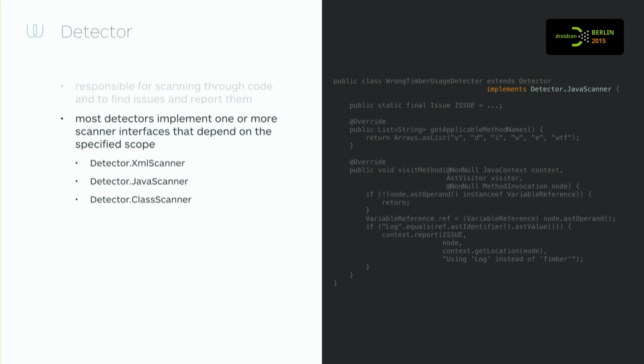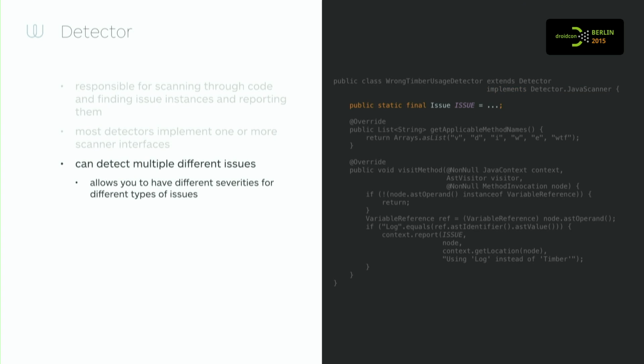This one also implements the Java scanner interface. The scanner that you implement depends basically on the goal of your issue. So there are several ones, including an XML scanner, a Java scanner, and a class scanner. As the names say, they are responsible for scanning different types. So we have here a constant issue that I will explain later on. And you can have multiple issues in one detector. So basically a detector can find and report different issues. It's not just limited to one issue.